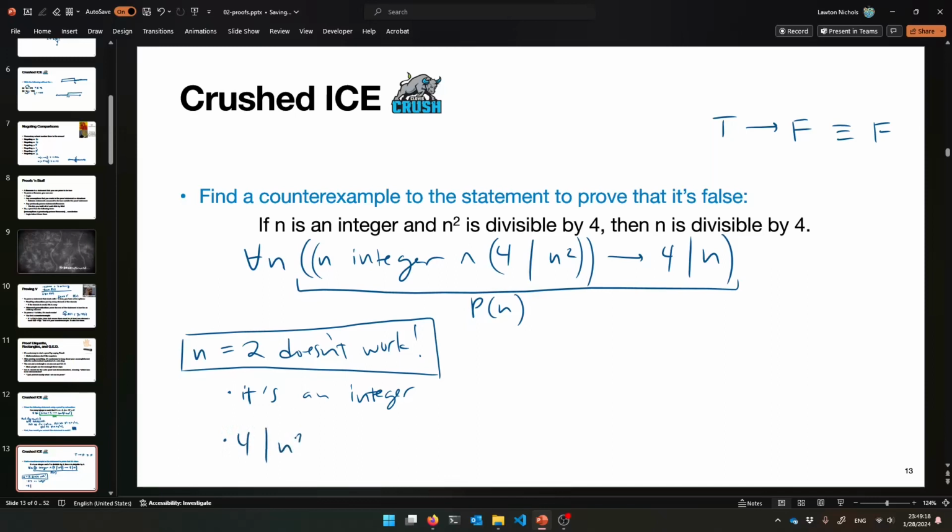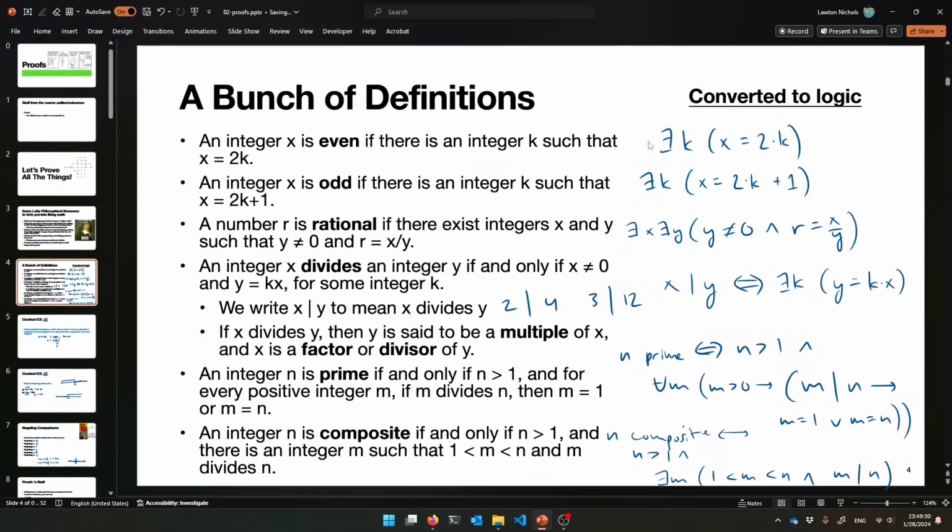Does 4 divide n squared? Yeah, it sure does, because n squared is 2 squared, which is equal to 4. 4 divides 4, surely, because what does it mean for something to divide something? Let's go back to our definitions.